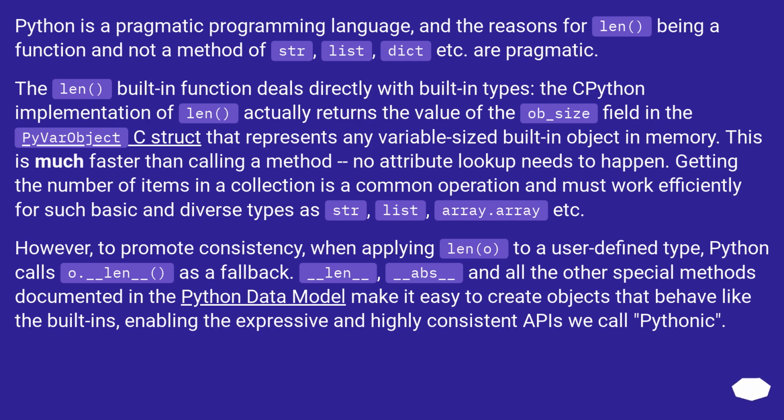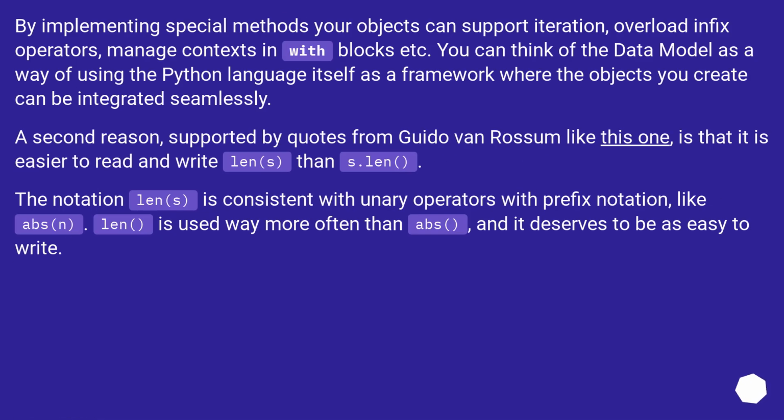__len__, __abs__ and all the other special methods documented in the Python data model make it easy to create objects that behave like the built-ins, enabling the expressive and highly consistent APIs we call Pythonic. By implementing special methods, your objects can support iteration, overload infix operators, manage contexts in with blocks, etc. You can think of the data model as a way of using the Python language itself as a framework where the objects you create can be integrated seamlessly.